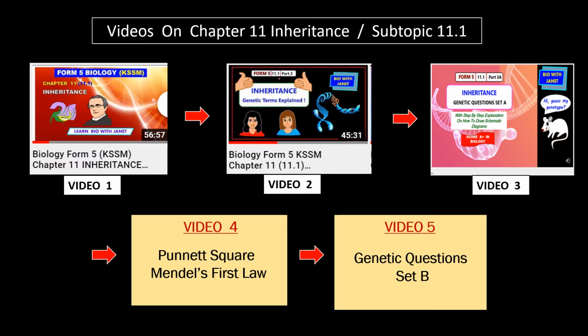First of all, here are the videos that have been produced so far on Chapter 11, Inheritance, subtopic 11.1. The first video was on Mendel's experiments and the drawing of the schematic diagram. In the second video, the genetic terms were explained. And in this video, the third video, we're going to discuss the first set of genetic questions. So in the next video, we'll be talking about Punnett square and Mendel's first law, and that will finish up the subtopic of 11.1. Then I will produce more videos on genetic questions to train you to answer this type of questions for SPM.